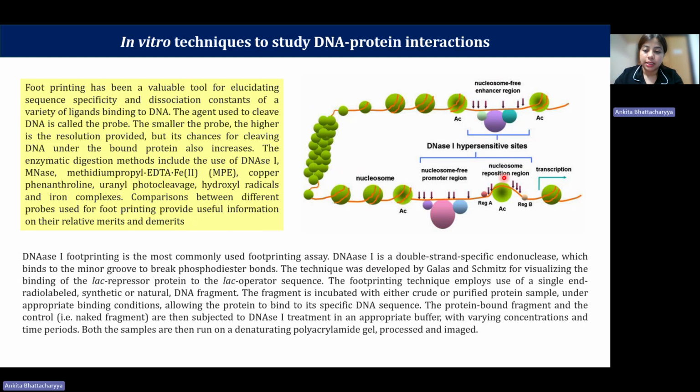So these are the possible sites, and any region which is heterochromatinized and so tightly packaged does not get exposed and is not digested by DNase 1.